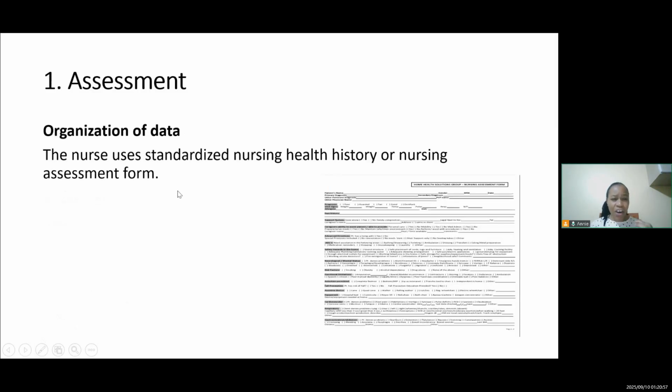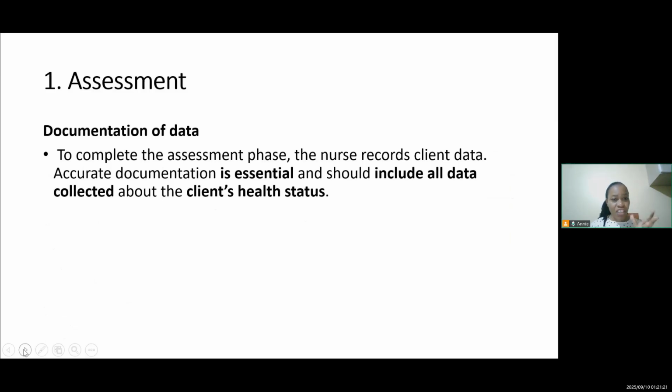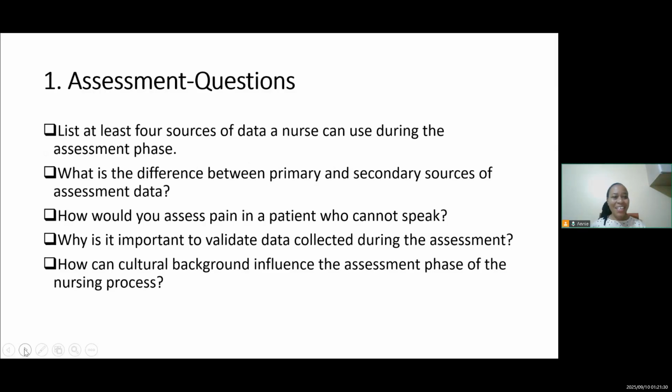Then the data obtained by the nurse should be organized, and most hospitals or institutes provide nurses with a nursing assessment form. Then a nurse should ensure that the data they obtain from the clients or from the records has been verified and double checked for accuracy and completeness. Then documentation is a very big part, is very important, and the nurse should ensure that the data collected is well recorded.